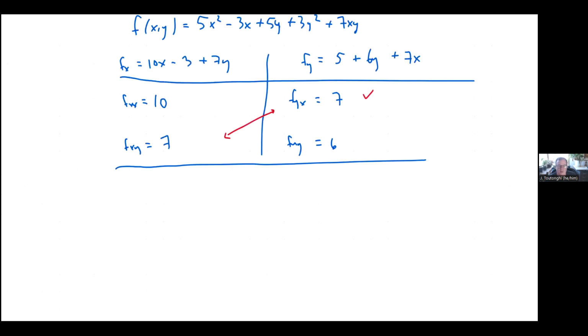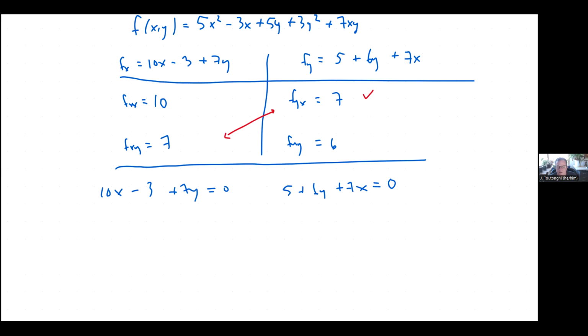Now we want to find our critical points, which is setting these two functions up on top to 0. So we're going to get 10x minus 3 plus 7y equals 0, and 5 plus 6y plus 7x equals 0. And both of the x's and y's in both equations are to the first power. So this is a linear system of equations. Because of the coefficients, I can't divide anything easily and avoid fractions.